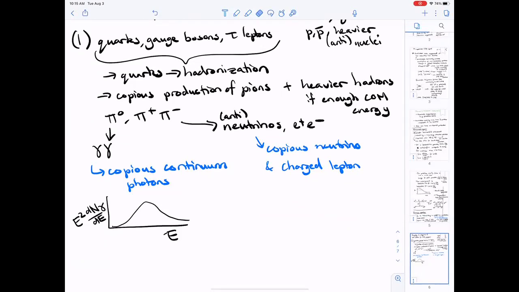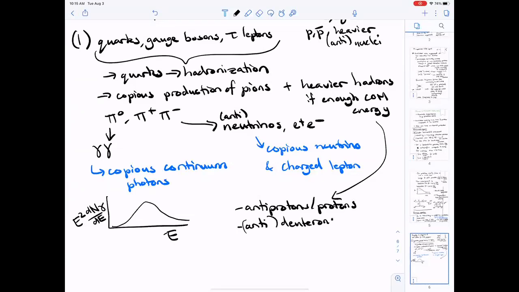When I say that at sufficient center of mass energy, you can produce heavier hadrons. So the stable states here, going up in mass, we have antiprotons and protons, we have antideuterons, and eventually, possibly anti-heavier nuclei. I'll note, and I'll say a little bit more about this later, that as we go to increasing mass here, the calculation of the production cross-section, of how they're produced in these decays, also becomes increasingly uncertain.